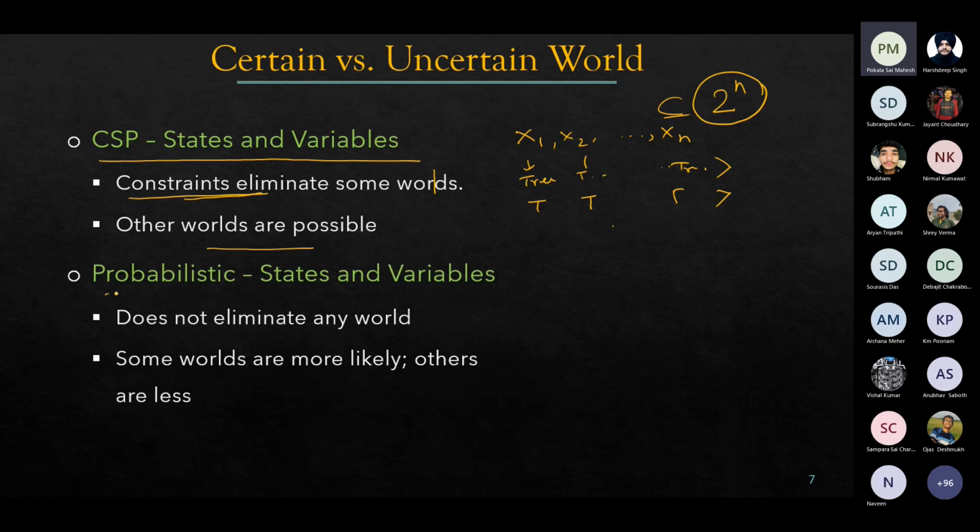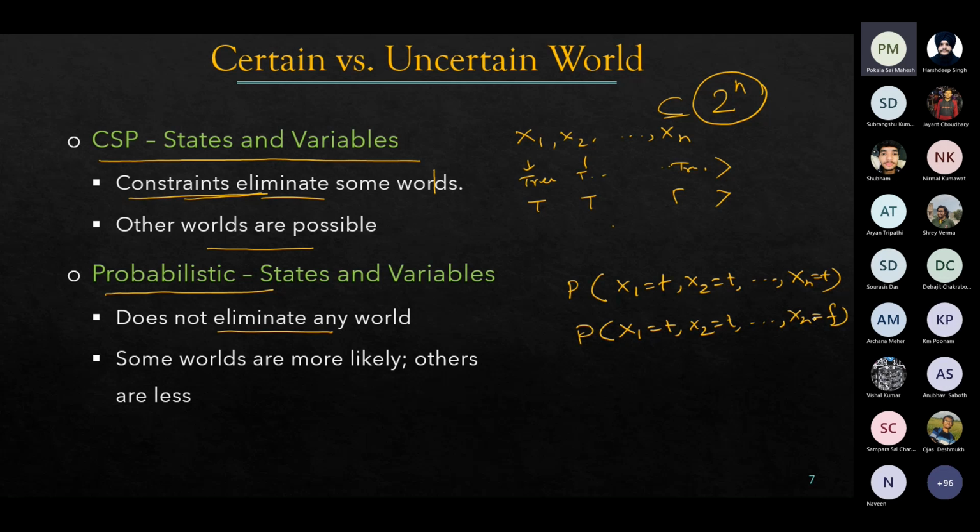Now, in the probabilistic domain, in contrast to elimination, we do not eliminate any world. We say that every world is probable. So we have a probability that x1 equals true, x2 equals true, and xn equals true. Also we have a probability that x1 equals true, x2 equals true, and xn equals, say, false, right? But you can say that this probability is, say, less than that probability. Some worlds are more likely than others.